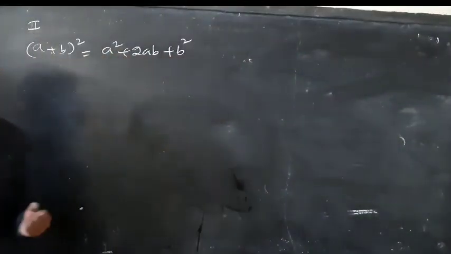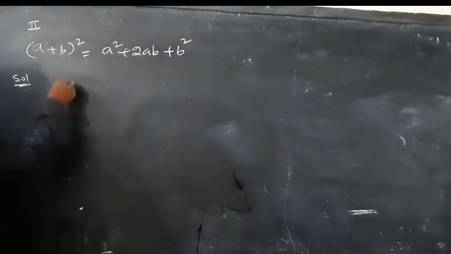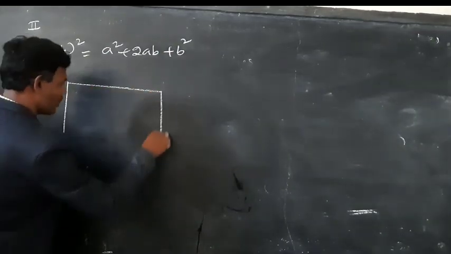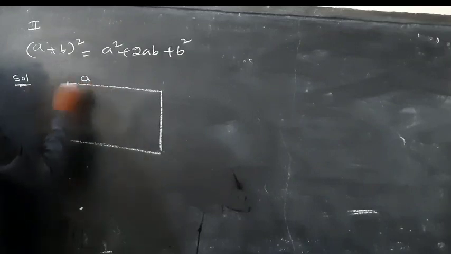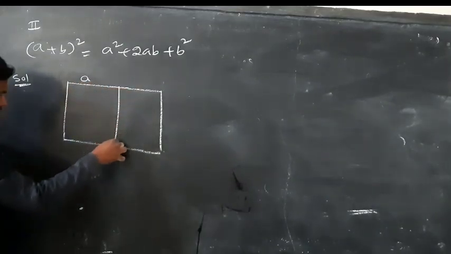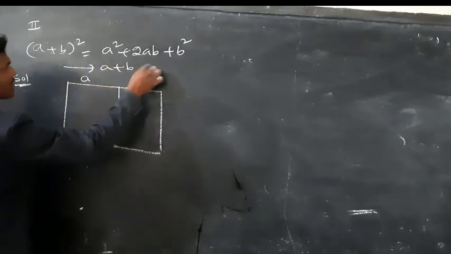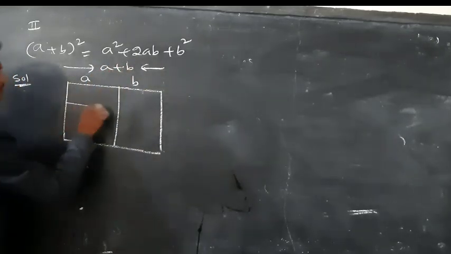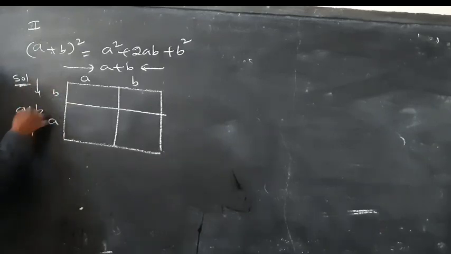Here is the second identity: A plus B whole square is equal to A square plus 2AB plus B square. To prove this, for example, here I am taking one square with side A, and this is B. So the total length is nothing but A plus B. Length of this one is A and length of this one is B. So total length is A plus B.